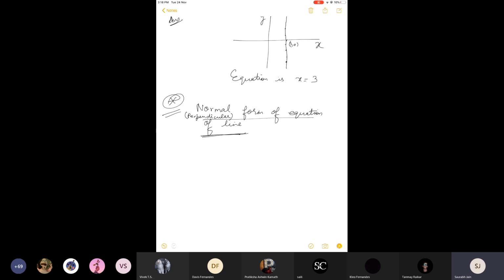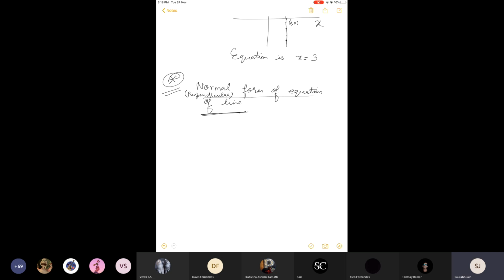There is this concept called tangent and normal. Normal you have studied in mirrors also, right? So normal means perpendicular. So perpendicular form of line. First, let me draw the graph. So what are the things that you will be given and you will be using in this form? One is the perpendicular distance from the origin, and second, the angle which this normal will be making with the x-axis.